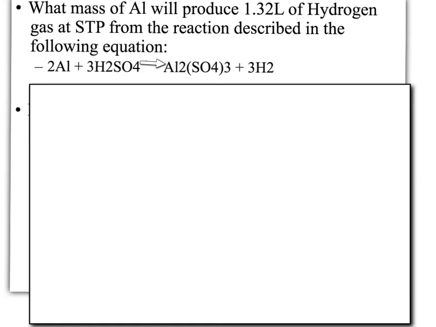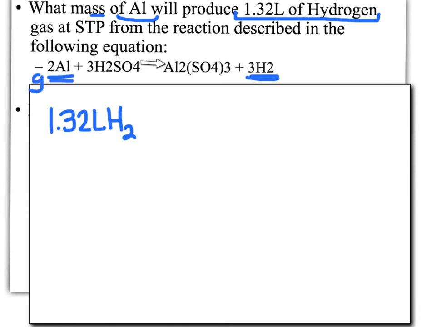All right, so let's do one more of these. So here's our new equation, and this time, let's pay attention. We are being asked how much aluminum, or what mass of aluminum, will make 1.32 liters of hydrogen gas. So our one piece of information we've been given is 1.32 liters of hydrogen gas. This is our hydrogen gas. And they want to know how many grams of aluminum would be needed to make this.